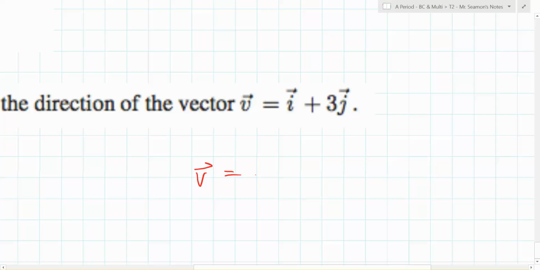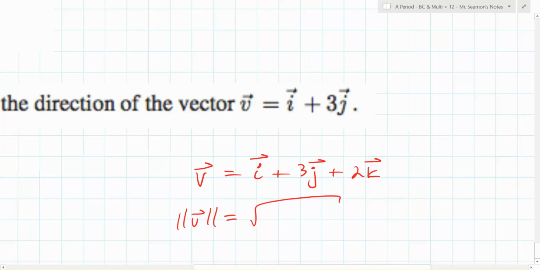V is equal to i plus 3j plus 2k. That's a vector. It's got basically an x directional change of 1, a y directional change of 3, and a z directional change of 2. What do you think the magnitude of V is going to be? Take a guess. The square root of what? The square root of 1 squared plus 3 squared plus 2 squared. Yes. Correct. Three-dimensional Pythagorean theorem.